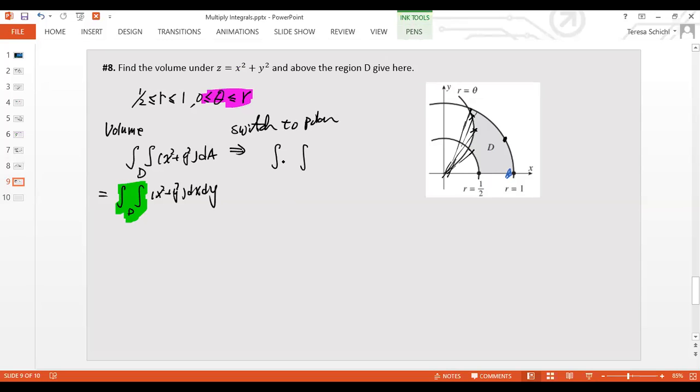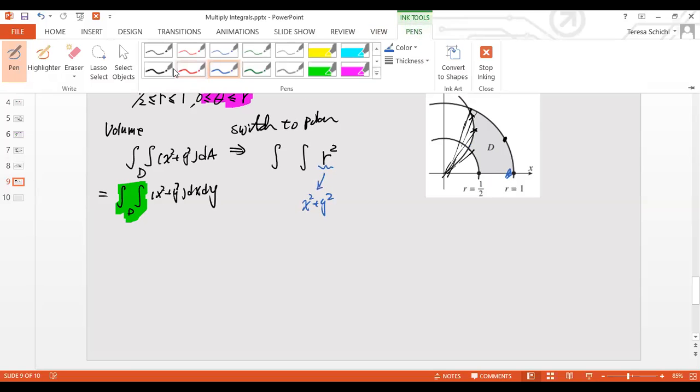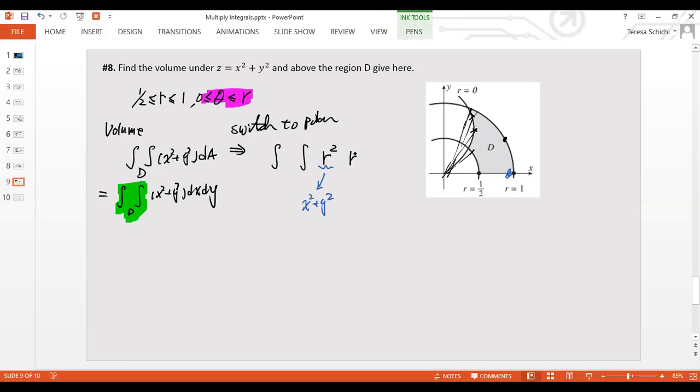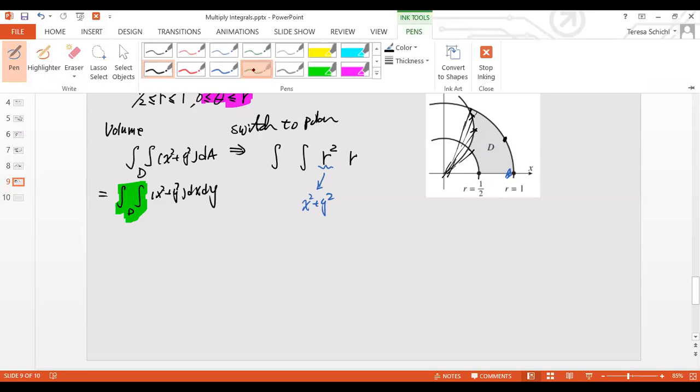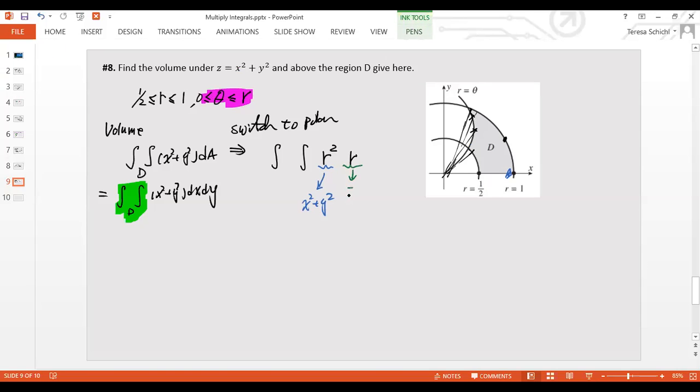Okay, so let's take a look at the switch to polar. x squared plus y squared. So it's r cosine theta squared plus r sine theta squared. So we know this is what? This is r squared, correct? And also don't forget what is next. This is the Jacobian, right? So this is my Jacobian.